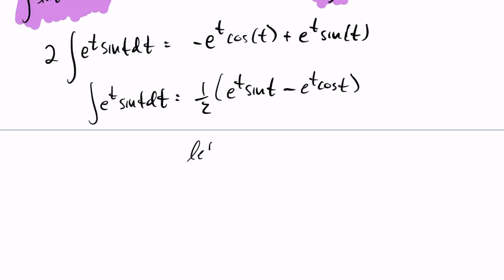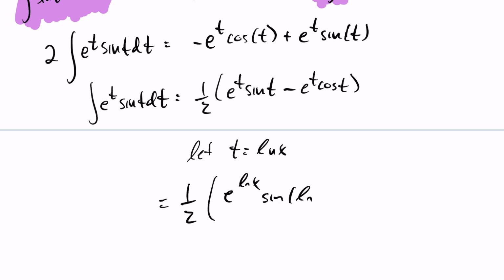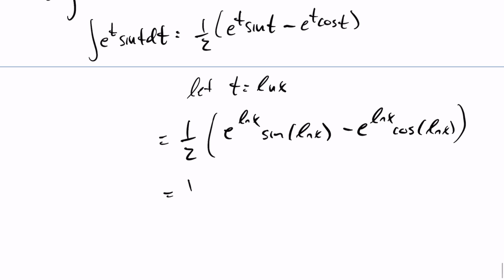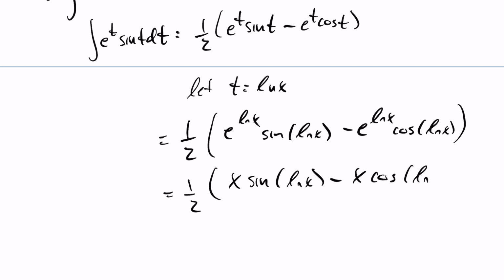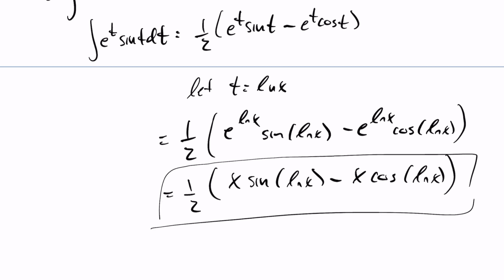Now, the t value here, we had let t equal the ln of x. When I substitute that in, that becomes 1/2 times e to the ln of x, the sine of the ln of x, minus e to the ln of x, the cos of the ln of x. And this will simplify here. You end up getting 1/2. e to the ln of x is just x, so x sine ln x minus x cos ln of x. And that becomes our integral and our answer here.